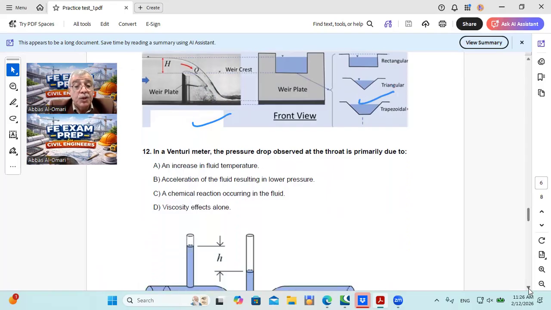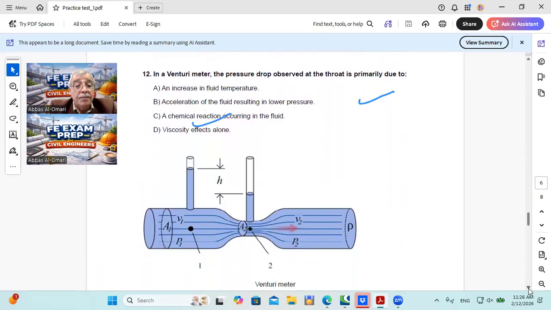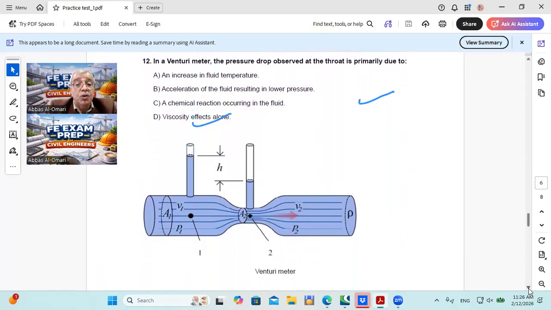In venturimeter, we saw the venturimeter. This is again the image of a venturimeter. In venturimeter, the pressure drop observed at the throat is primarily due to what's the reason for the pressure drop at the throat here? This is the throat. What's the reason for pressure drop?